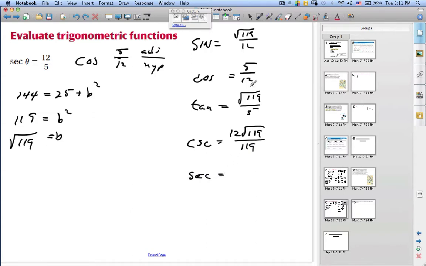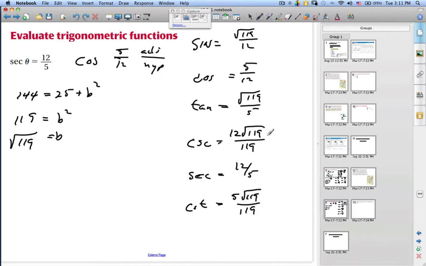Secant will be the inverse of this. It was what was supplied, 12/5. And then cotangent is the inverse of this. Again, I need to rationalize the denominator, so it's going to be 5 rad 119 over 119.